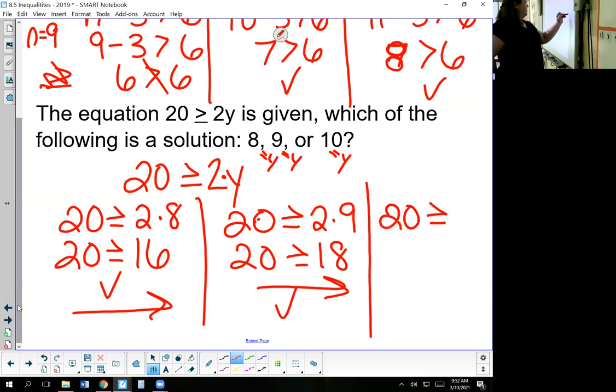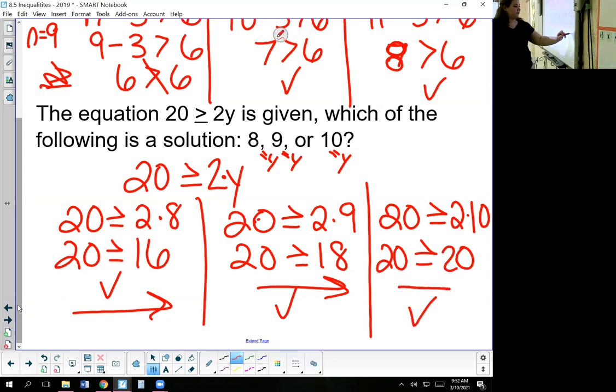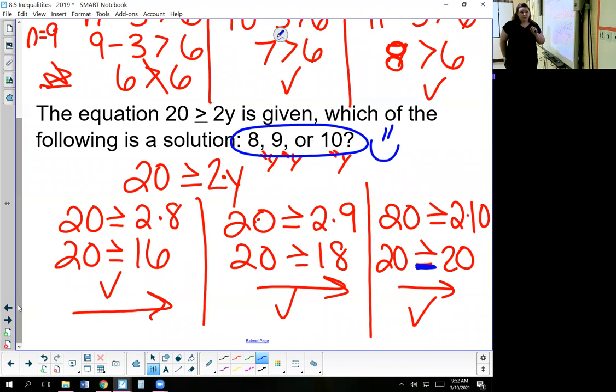20, 2 times 10. 20 greater than or equal to 20. So the reason why this is also true is, 20 greater than 20? No, but it is equal to. So that's why all 3 of these work, because it has this equal sign here. That means that even though 20 is not greater than 20, 20 can also equal 20. So this one is a true statement.